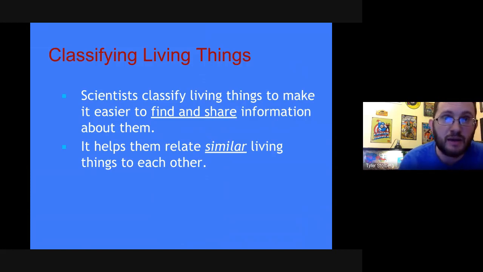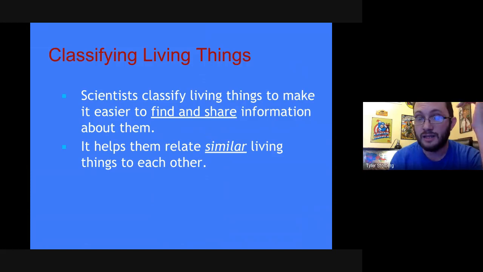So let's talk about how scientists classify living things. Scientists classify living things to make it easier to find and share information about them. It helps them relate similar living things to each other. Think about it this way. If a scientist discovers a new animal and they don't have a system set aside to classify it, they're not going to know what it is. They're not going to know how to explain or describe it to other people.